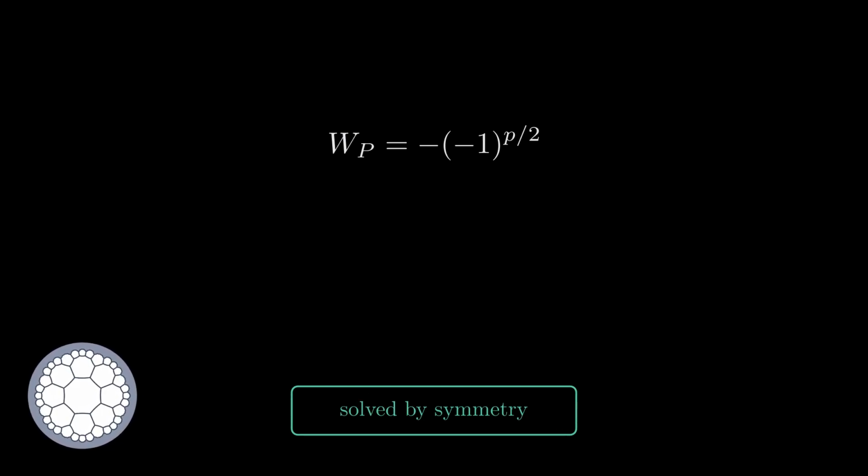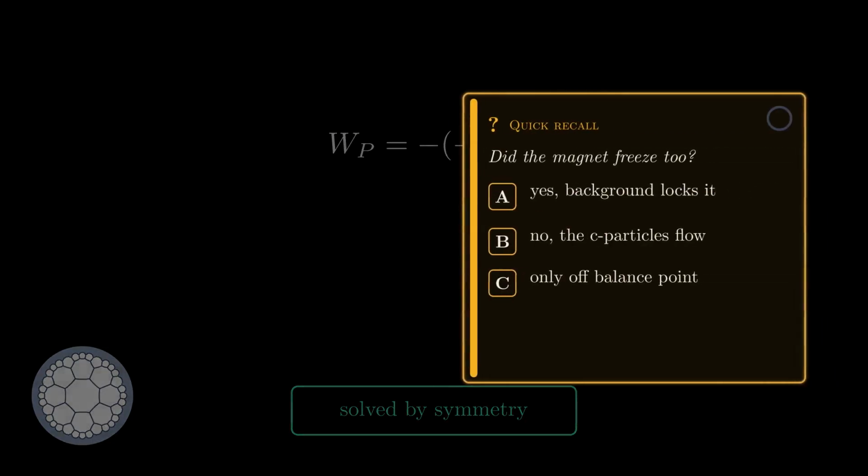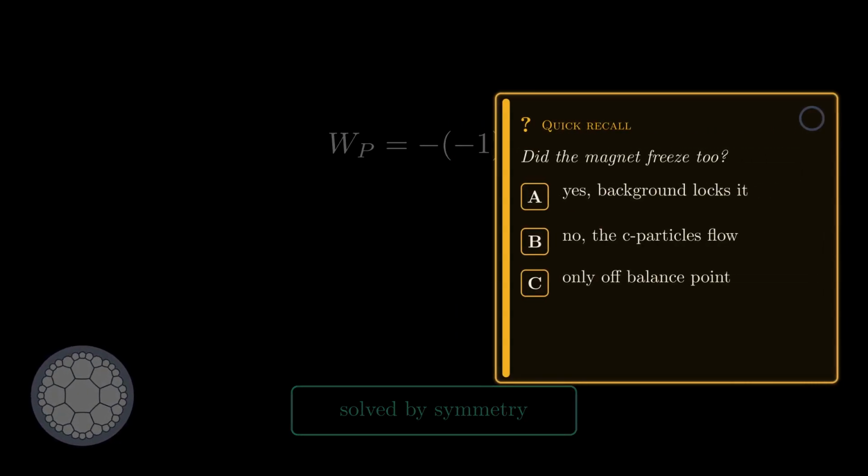One commit before we cash this out. We have just frozen the whole background pattern solid, pinned by symmetry. So has the magnet itself finally frozen too?